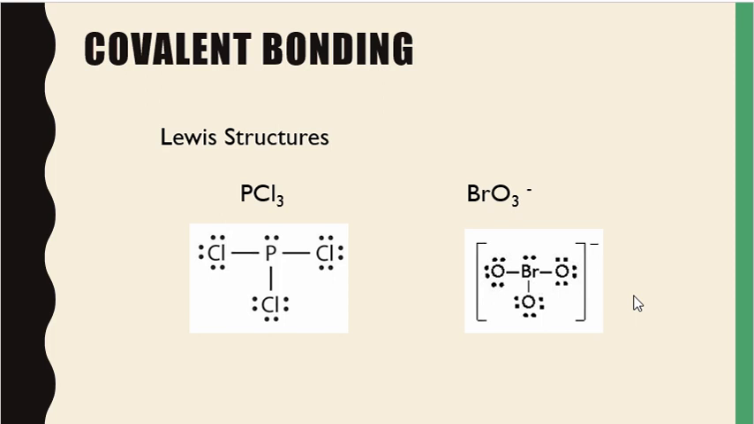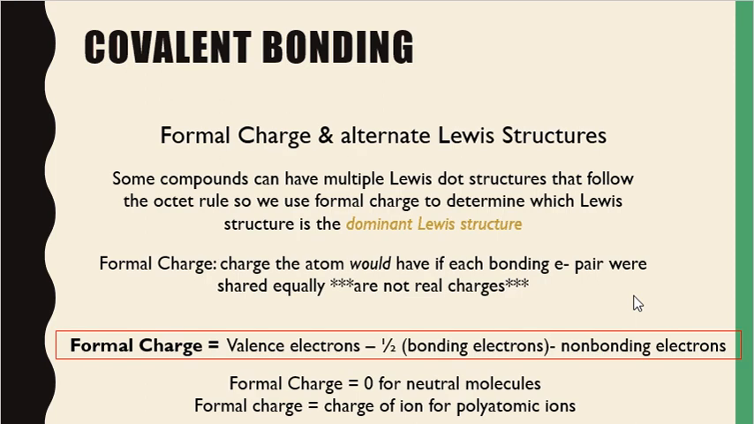Now the reason I want you to get in the habit of doing this is because we can start having some funky things. Okay, so what we could have is multiple Lewis structures. So some compounds you can have different Lewis dot structures that follow the octet rule. So what we have to do is we have to use what's called formal charge to determine which one of those structures is the dominant Lewis structure, which one is most likely to occur most often. Okay, so a formal charge, again, they're not real charges, but they're the charge that the atom would have if the electrons were shared equally.